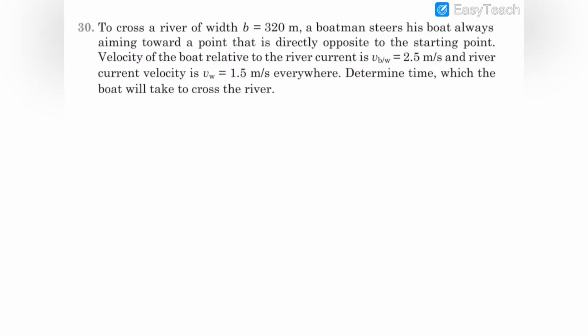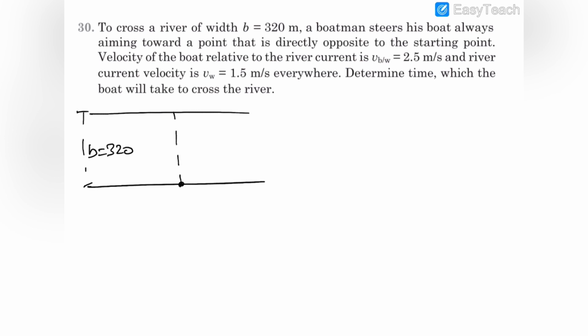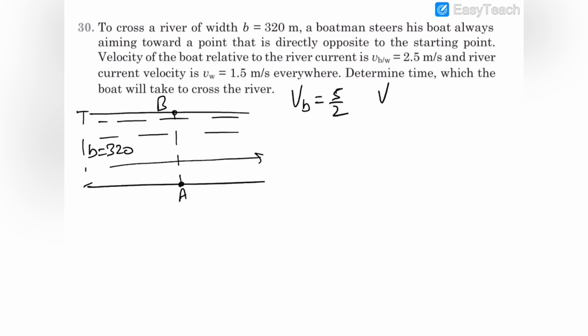In this question, you can see that there is a river whose width is B, equal to 320 meters, and there is a boatman at A who is moving in such a way that he is always moving towards B. The velocity of the boat with respect to the river is given as 5 by 2, and the velocity of the river is given as 3 by 2.